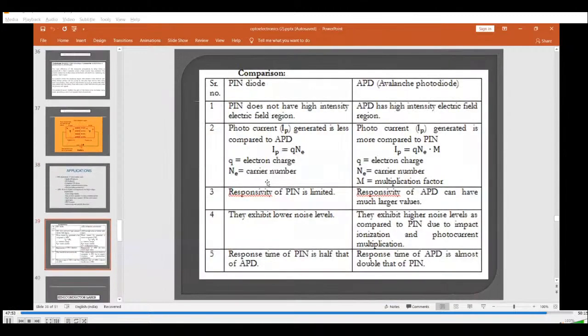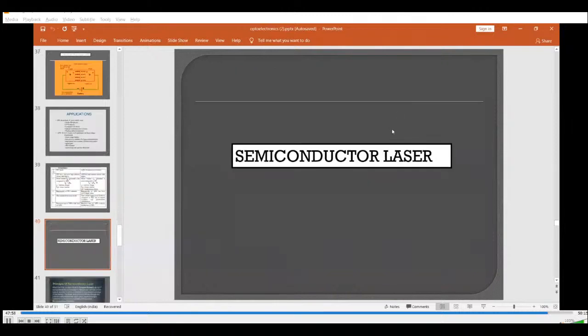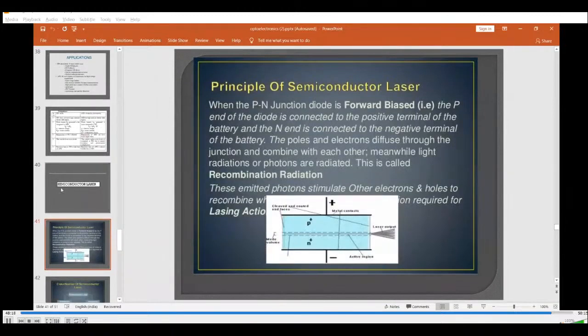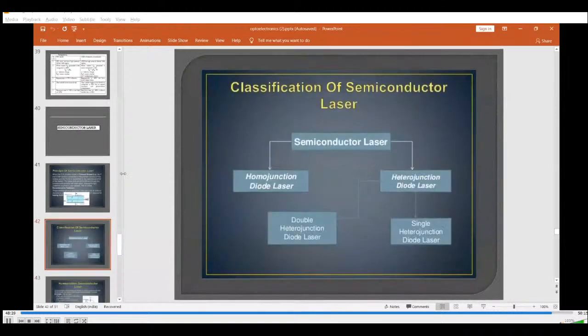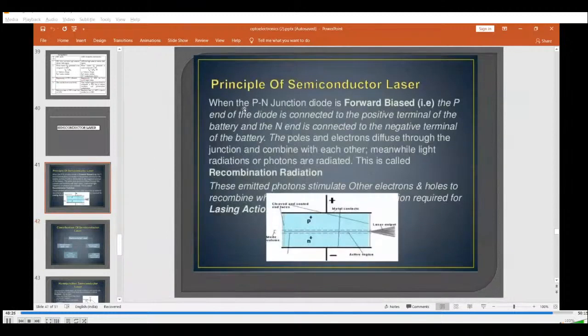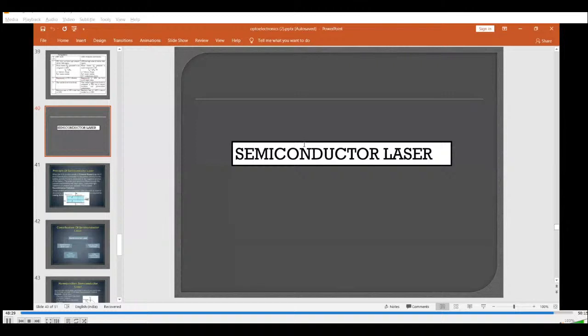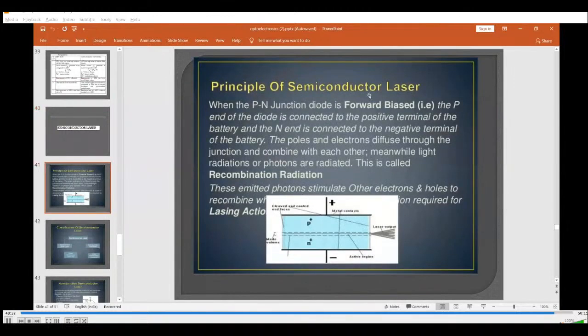So with this, we are concluding. I gave comparisons of PIN and APD also. Got it now? Semiconductor laser. Now the last part is semiconductor laser. Sir will explain semiconductor laser in lasers and fiber optics in unit 4, because you should know the basic principle of laser. Only then will you understand what the principles are and how it is working, because apart from these photodiodes, the working mechanism will be different. But even so, I'll share the PPTs with you also. Got it now? So it is semiconductor laser.